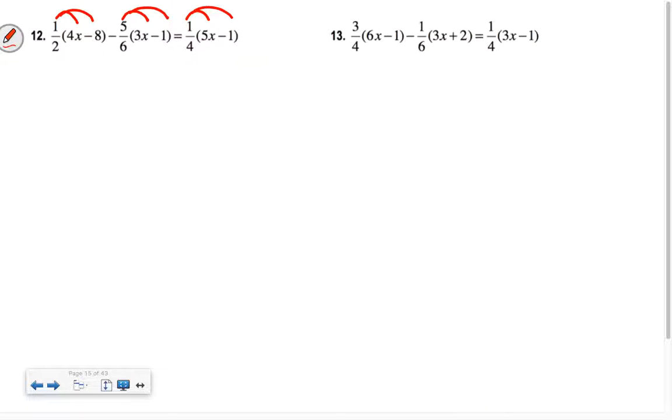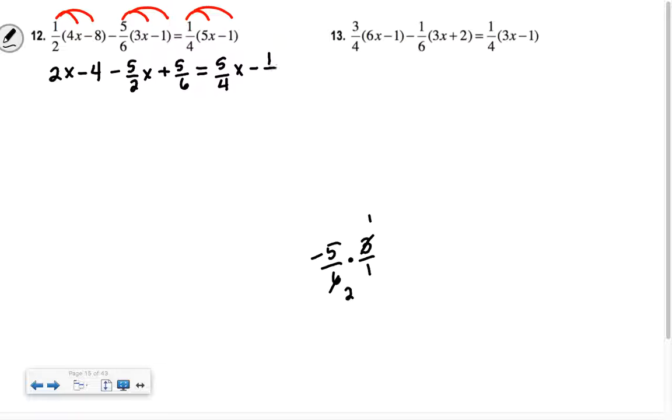Yeah, go ahead. I was going to ask if we could type this into the calculator, but the x. Yeah, with the x you wouldn't be able to. All right, so we're going to have 2x minus 4, and then I have negative 5/6 times 3. If you need to, do negative 5/6 times 3 over 1. It reduces 1 and 2. You get negative 5 over 2x plus 5 over 6 equals 5 over 4x minus 1/4. Okay, so now it is set up exactly like those last ones.